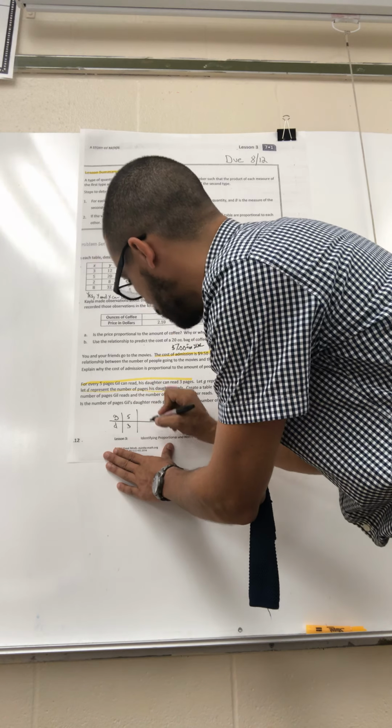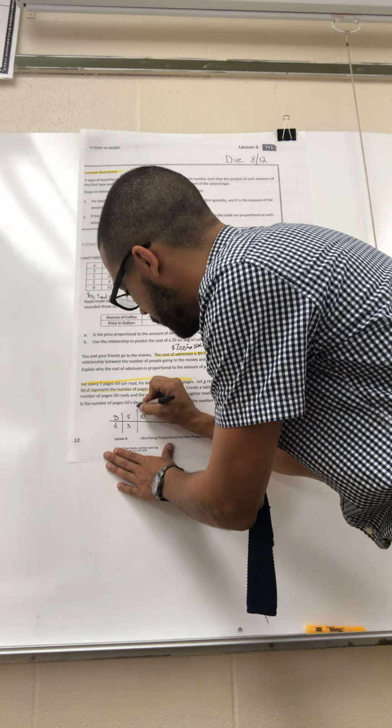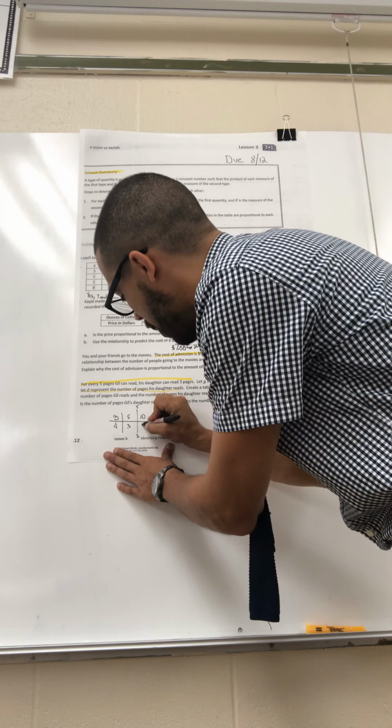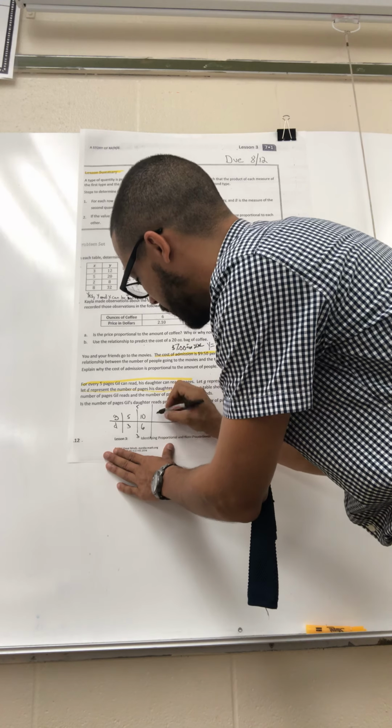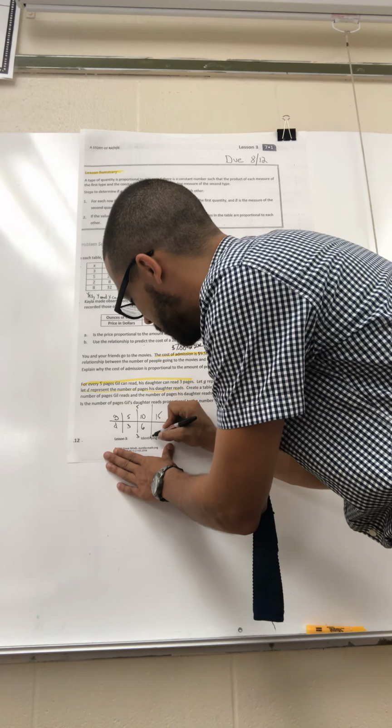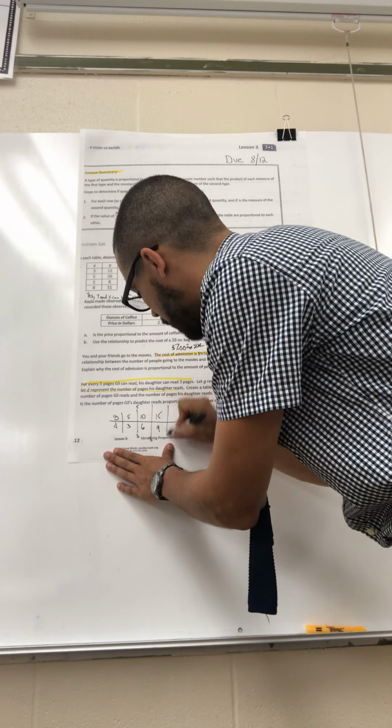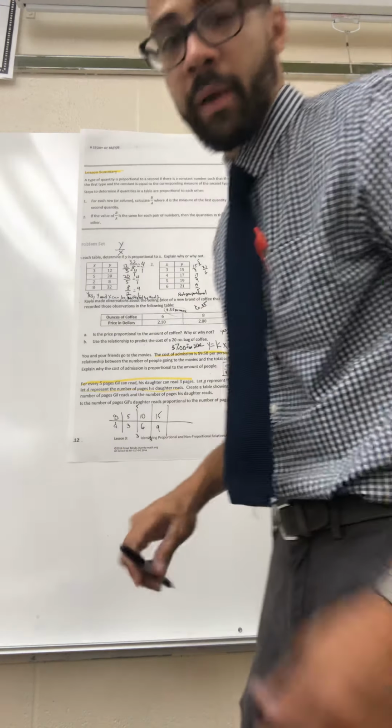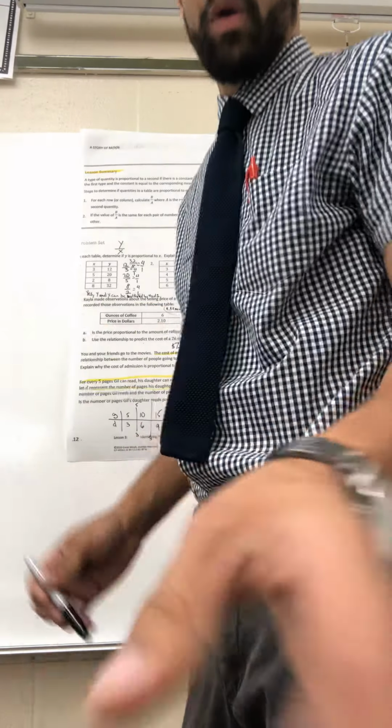Well, Gil's going to read some more. He's up to 10. It increased by 5. Hers increased by 3. She's up to 6. We can go to 15 pages Gil has read. His daughter's up to 9. You can see the pattern there. It's increasing at a constant rate. Do your homework.